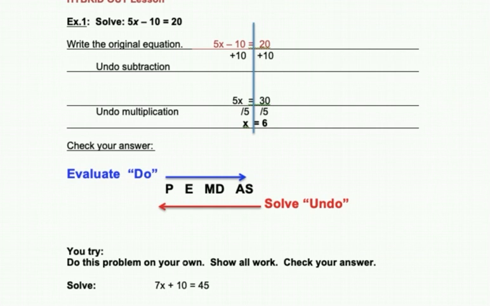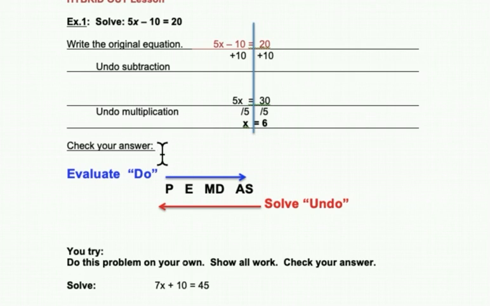Just as a short review, we solved this equation 5x minus 10 equals 20. We had to first undo addition or subtraction, so we undid the subtraction with addition. And next, we had to undo the multiplication. That's what we undo next, and we undid that with division by 5 to get x equals 6.